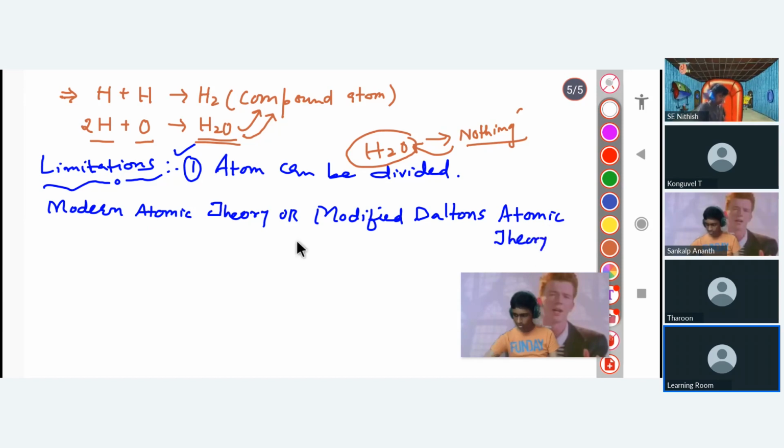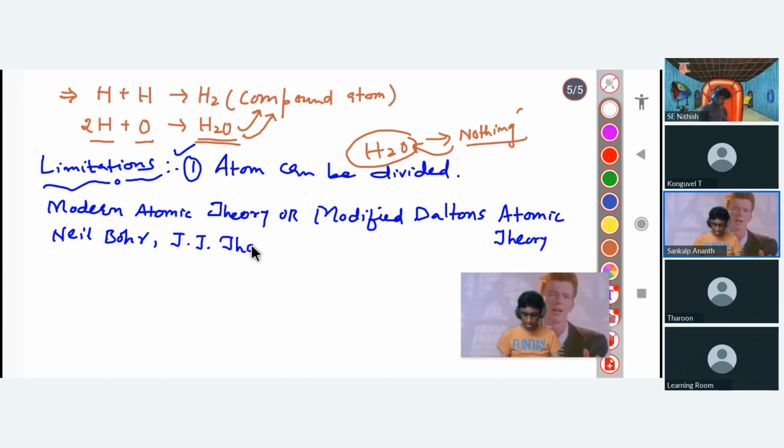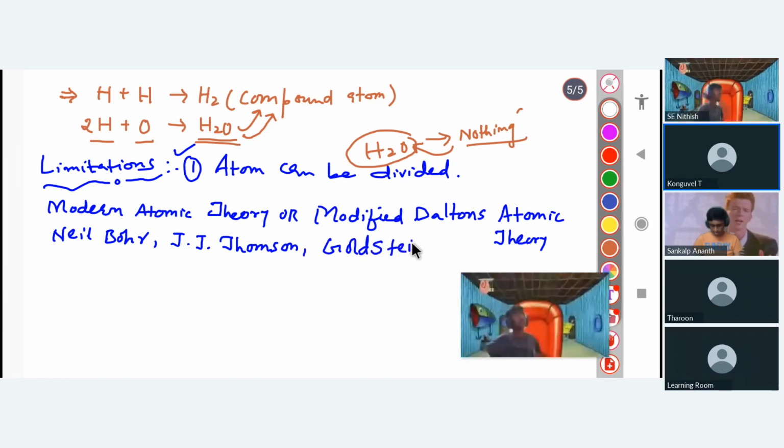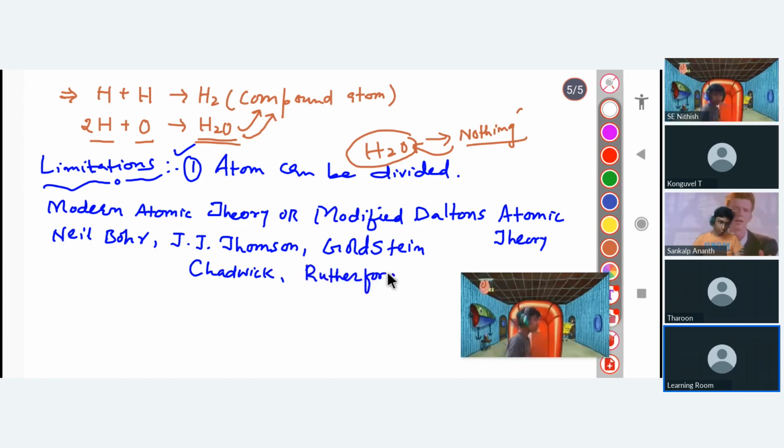Exactly. There were various scientists. One of them was Niels Bohr, and other scientists were J.J. Thomson, similarly Rutherford and Goldstein. Exactly, Goldstein was there. But Niels Bohr is the important one. Chadwick was also there. Lord Rutherford also. So these are the various scientists who came together and gave this modern atomic theory.